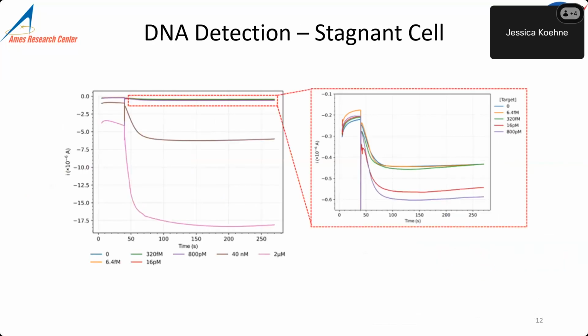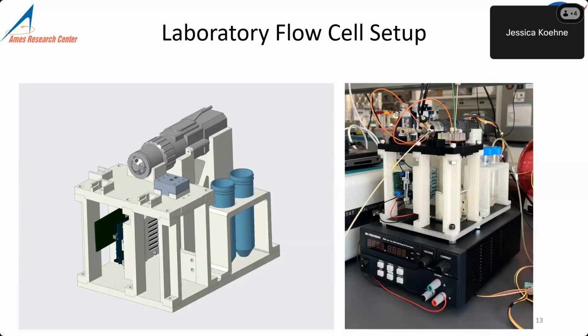So this is some of our preliminary data that we took on just looking at DNA detection, again, in what we're calling the stagnant cell. And so we introduced oligo targets of different concentrations. And there's still work to be done here, but we're seeing in this data set that we're detecting down to 16 picomole of DNA target for this experiment. Let's move to the next slide.